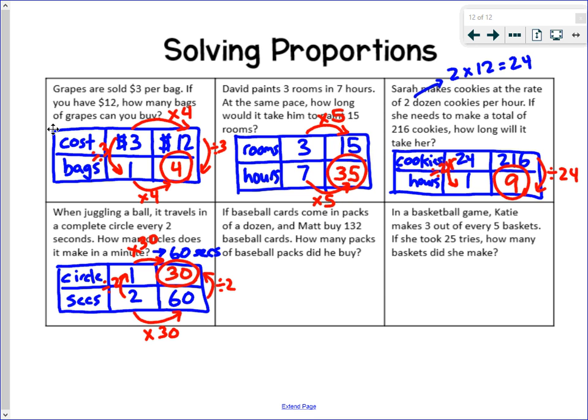All right, and don't forget, make sure you pause the video so you can practice them before I go over them. If baseball cards come in packs of a dozen, and Matt buys 132 baseball cards, how many packs of baseball cards did he buy? Lots of typos in this one.